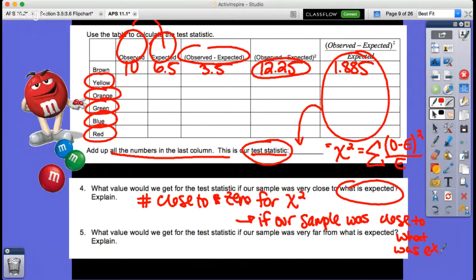Now, if it wasn't, if it was much further away from what was expected, what value would we get for this test statistic? This isn't a great answer, but we would just say a large number, okay? We're going to look at what that means a little bit later, but just understand at this point that when we get a very large number, that means it's much further away from our expected value. Our observed was further away from our expected. And that's how we would attack that there.